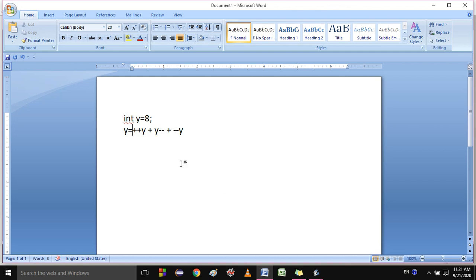So you know that this is pre-increment, this is post-decrement, and this is pre-decrement. So students, this is pre. Give me a moment, just wait one minute.